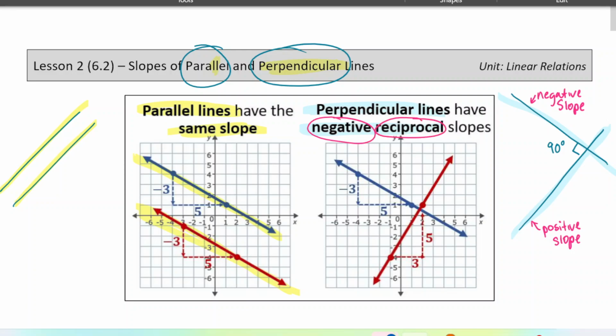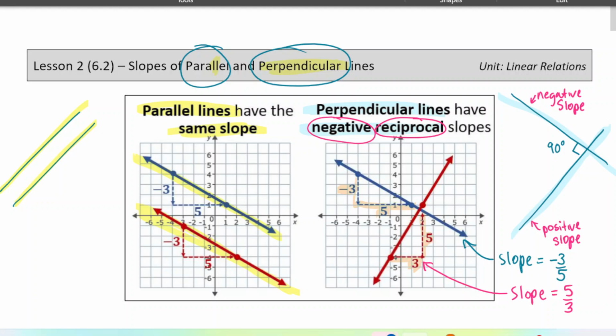So if we have a look here at our two lines, this one has a rise of -3 and a run of 5. So it's going to be a negative slope. Whereas this one has a rise of 5 and a run of +3. So it's like they're flipped. So the slope of the blue line would be -3 over 5. And the slope of the red line, rise over run, would be 5 over 3. Notice how they are flipped. So we call those in math reciprocals when you flip the positions of the numbers. And they are also opposite signs.